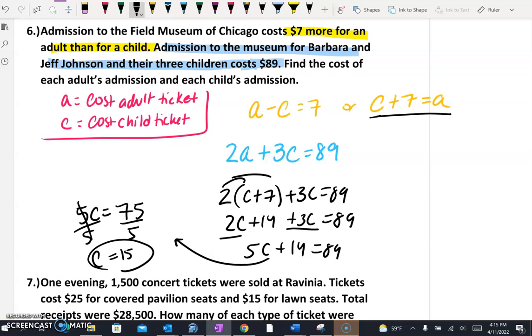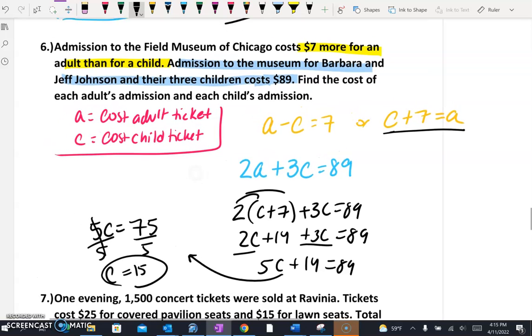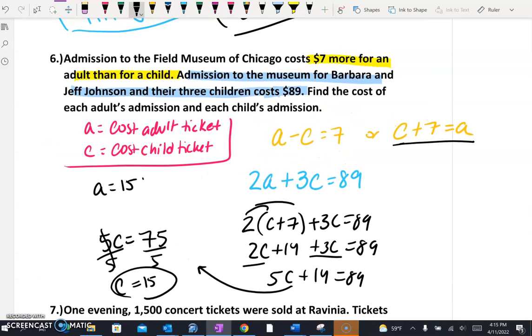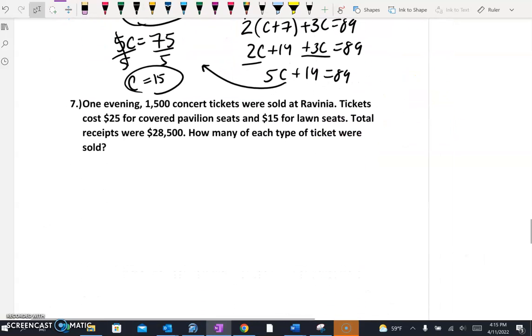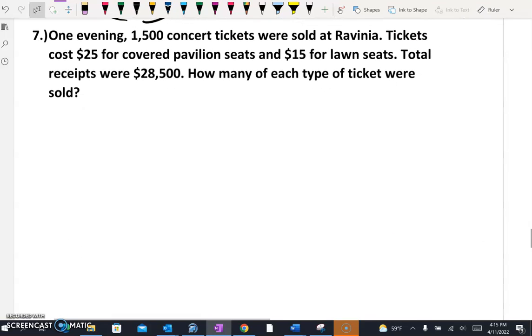And then remember, the adult ticket is that amount plus 7. So adult ticket would be 15 plus 7, or it would be $21. Okay, so we found how much it costs for each person to go into the Field Museum. And then our second one is going to Ravinia.